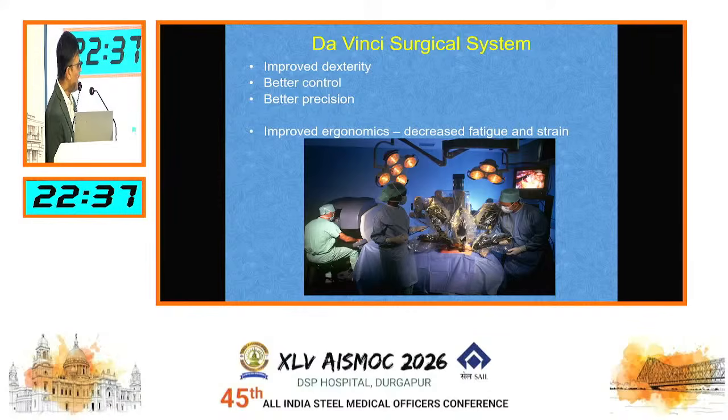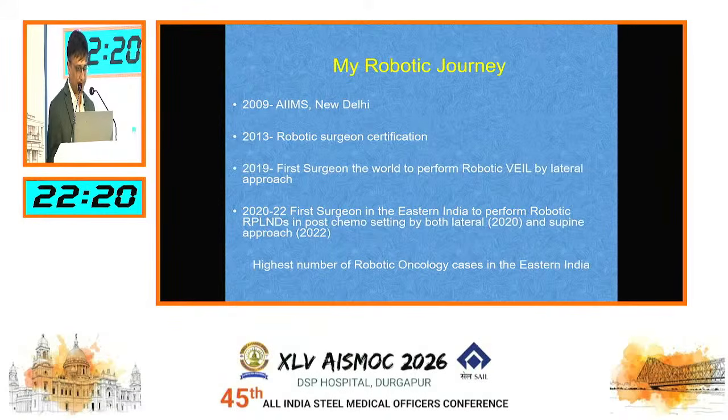What we have at the patient bedside is an assistant who can do suctioning and supply needles during surgery, and a scrub nurse who can change the instruments. That's all we need. This is the entire paraphernalia required for a robotic OT setup. So this is my robotic journey. I started my MS, Masters, in 2009.